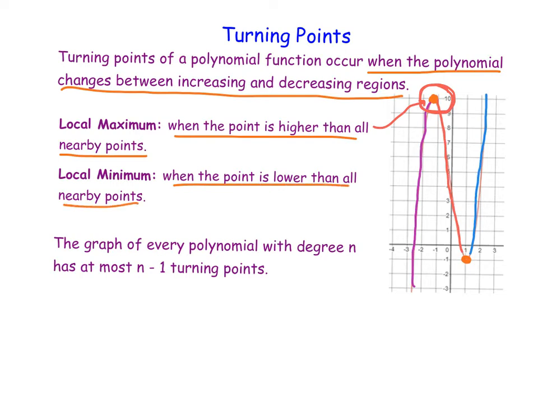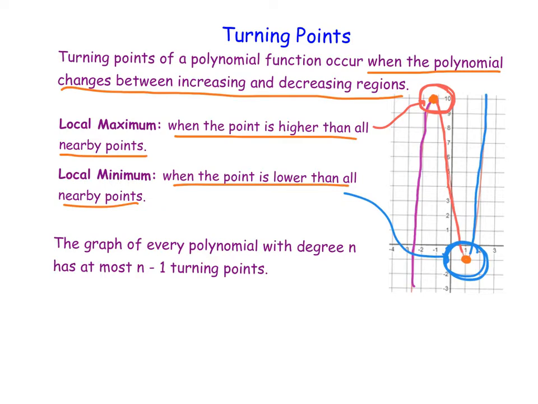And if I look at the graph here, what I notice is that I have a local minimum down here. While this isn't the lowest point on the graph, it is locally a minimum. It is locally lower than all of the other points around it. So turning points will either be a local minimum or a local maximum.